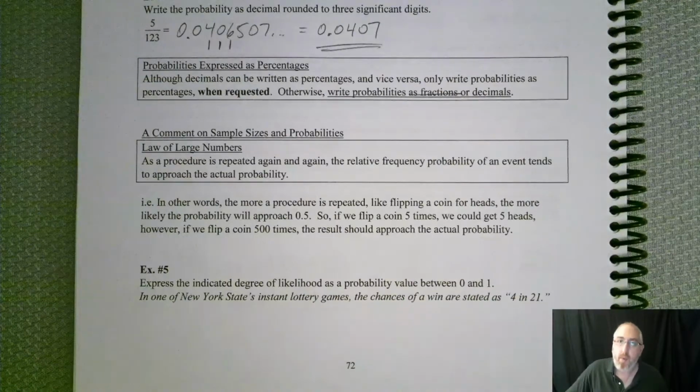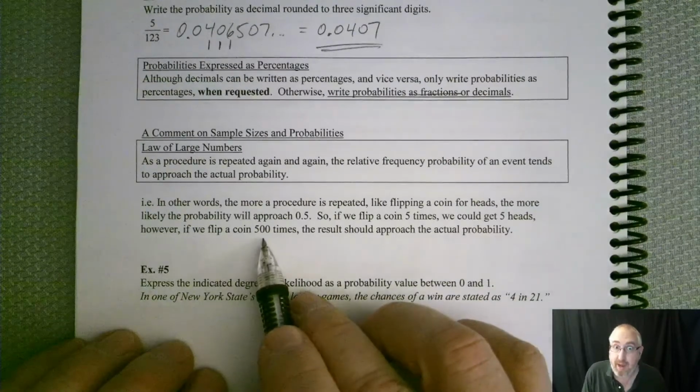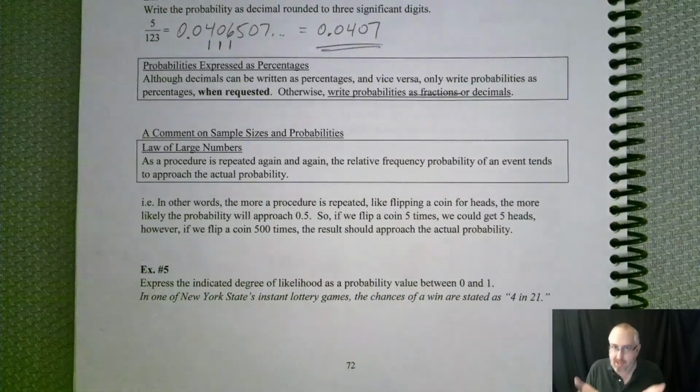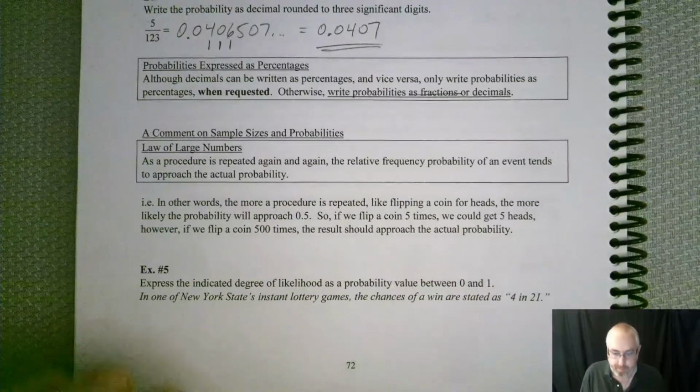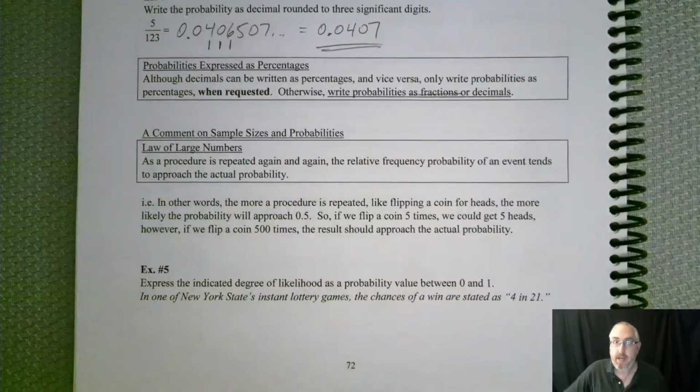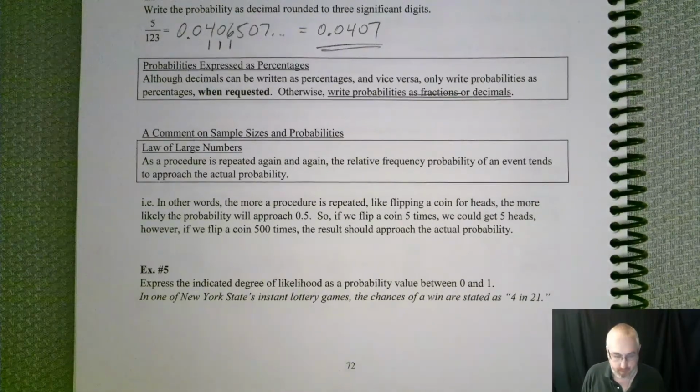So if you flipped it more and more and more, like 500 times, then we should see that you're going to get a little bit of both, and it should start to even out to a 50-50. But again, with large sample sizes, keep going and going, and then it will approach the probability we expect. So small sample sizes we don't like.